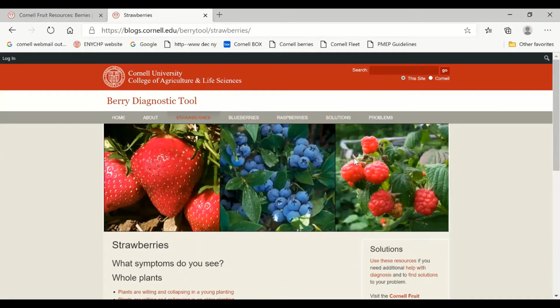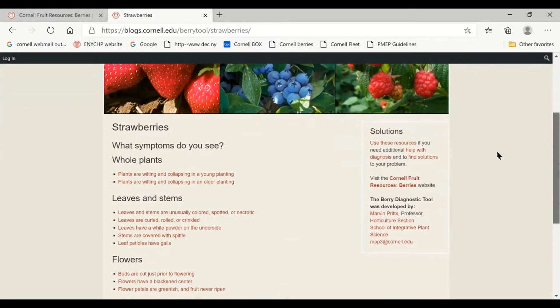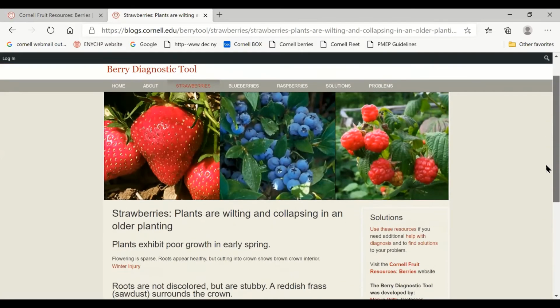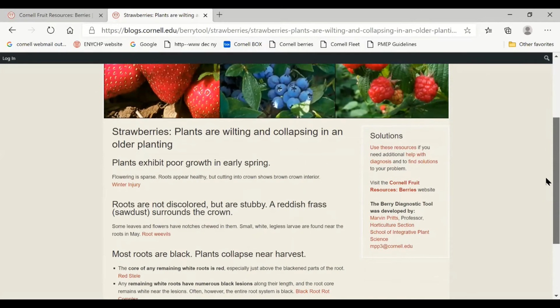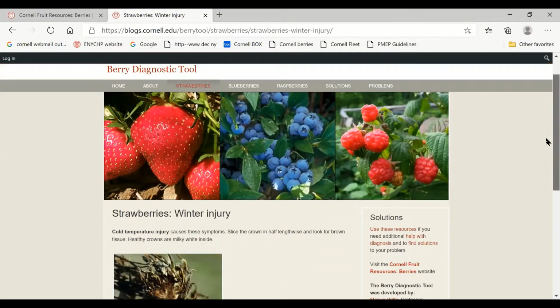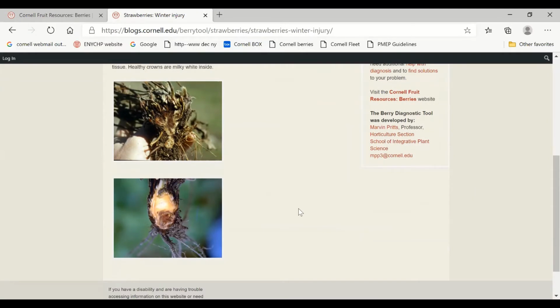So let's look at strawberries. So this little key, so what symptoms do you see? Whole plants. Plants are wilting and collapsing in a young planting, or plants are wilting and collapsing in an older planting. Let's look at that. And it's just a dichotomous key. Plants exhibit poor growth in early spring, flowering is sparse, roots appear healthy, but the crown is actually hurt. And so you can go to that and it'll show you the picture of what winter injury looks like on the crowns of these strawberry plants.